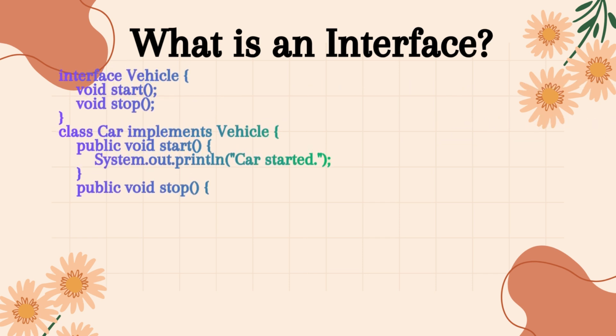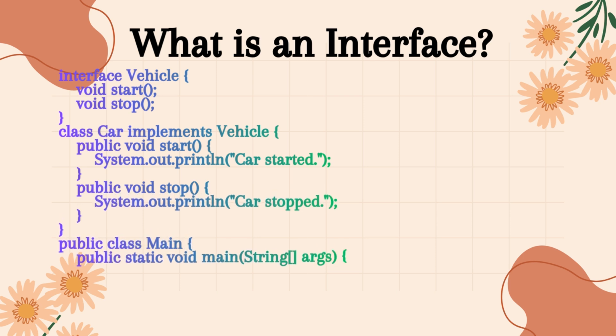Here, we have an interface called Vehicle. Inside it, we've declared two methods, start and stop. Notice that these methods don't have a body, they only define what needs to be done, not how to do it. Next, we have a class called Car that implements the Vehicle interface. This means the Car class must provide concrete implementations for both methods, start and stop.